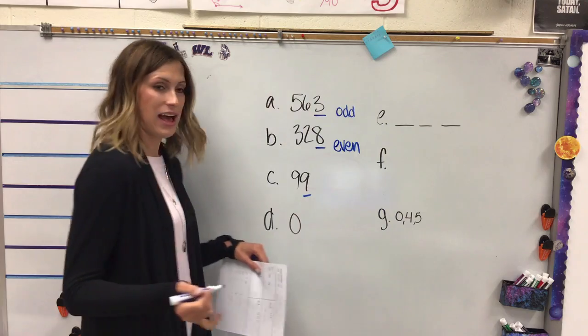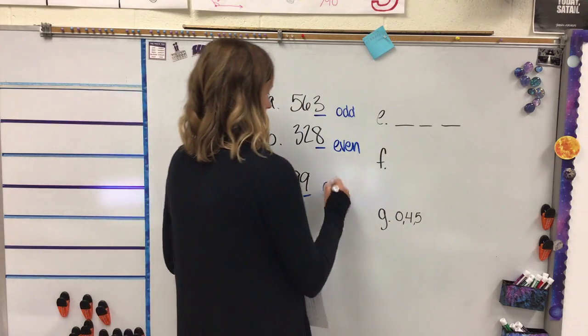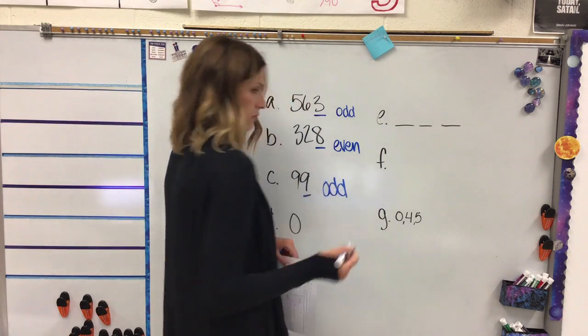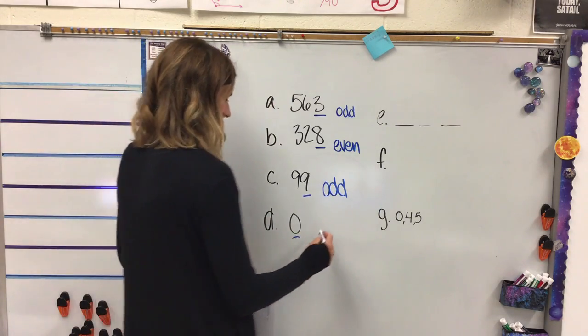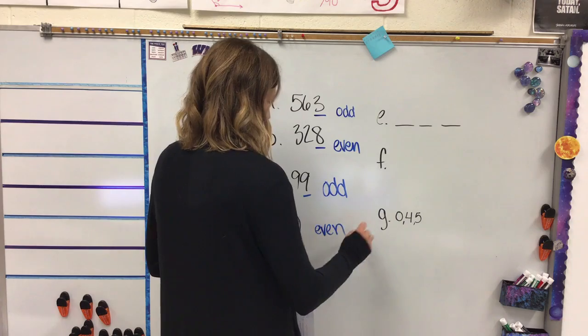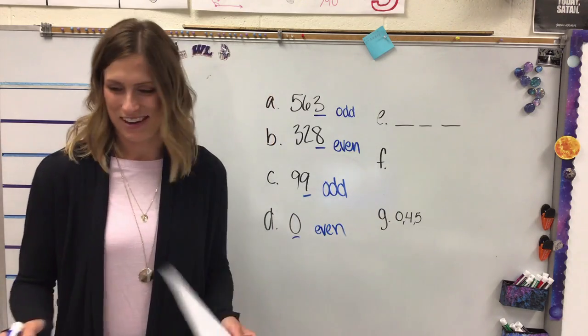99. 9 is odd, so the whole number is odd. 0. Well, 0 is an even number. Any number that ends in 0 is even, so even the number 0 is an even number.